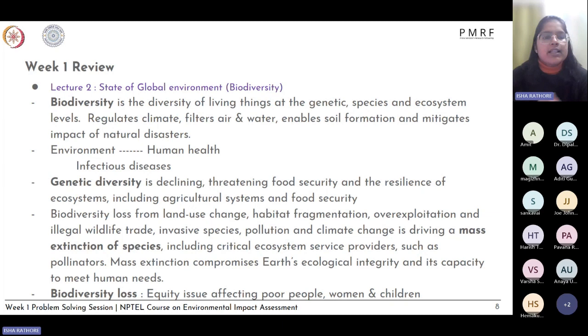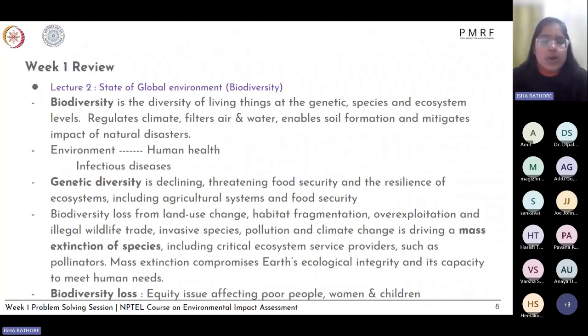Then we looked at how genetic diversity is declining, which is a threat to food security and tests the resilience of ecosystems, including our agricultural systems and the existing food security. Also, biodiversity loss comes from land use change, habitat fragmentation, overexploitation, illegal wildlife trade, and invasive species, which take up resources from native species, causing their decline.